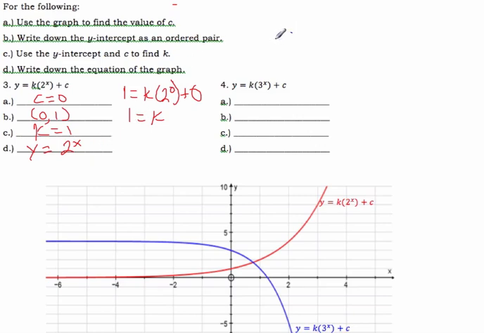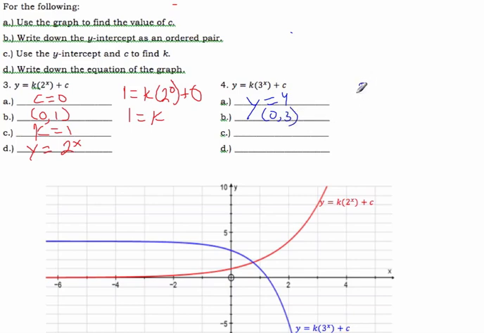So the next one, the blue function, we're finding the c value. So the axis of symmetry is at y equals 4. We have to write the y-intercept as an ordered pair. Looks like it's at 3. So that's (0, 3). And then we have to find the c value.